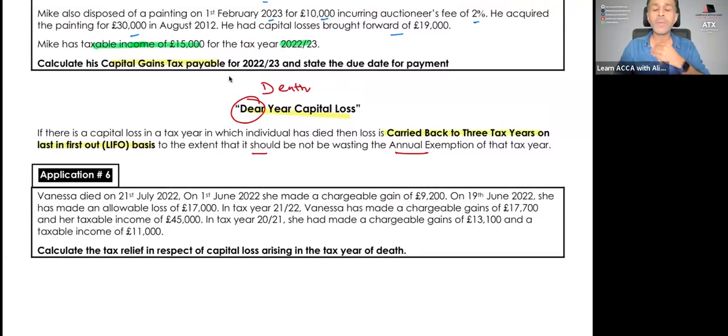So coming back to where I was, the death year capital loss cannot be carried forward because the person has died today. So that person possibly cannot have any capital gains in those next years to come. Could have only been carried back. How many years? 3 last years. Last in first out means the recent tax year will take the loss, and then second recent, and then third recent. Same logic should be considered that we are not wasting the annual exemption of that tax year in which the losses are being relieved.